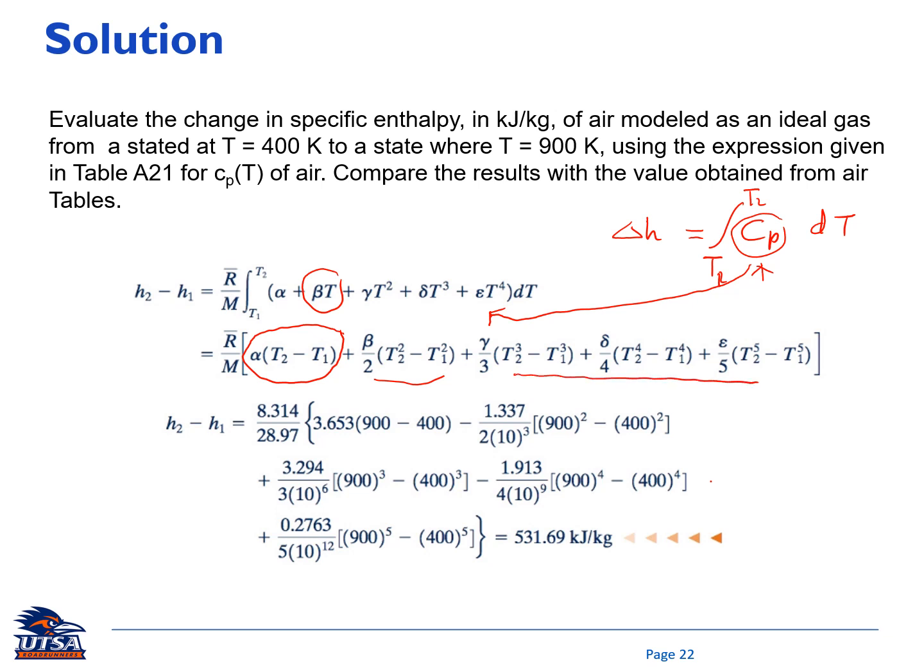The alpha, beta, gamma, and so on you get from table A21. You plug in all the numbers and you will get delta h, the difference in enthalpy, which here is 531.96 kilojoule per kilogram.